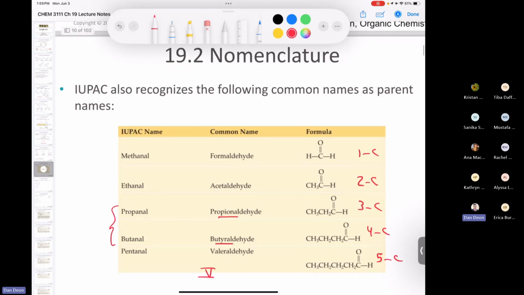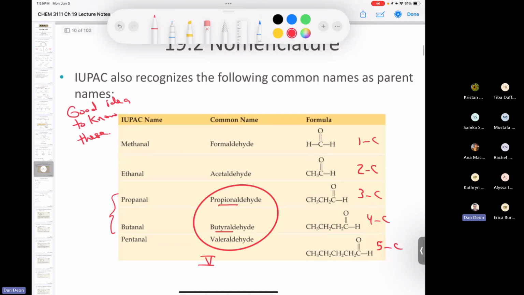But I've done enough looking around the internet and at MCAT materials that I think it's a good idea to know these names. And what I mean by these are really just these 3 here: propionaldehyde, butyraldehyde, and valeraldehyde.